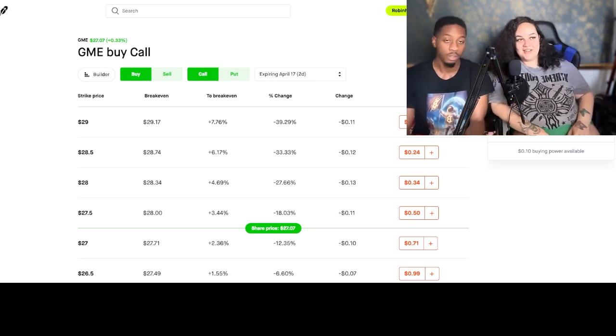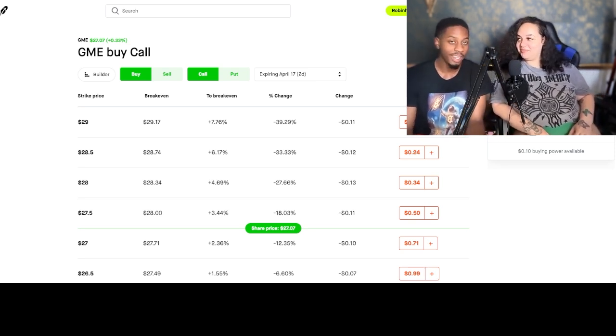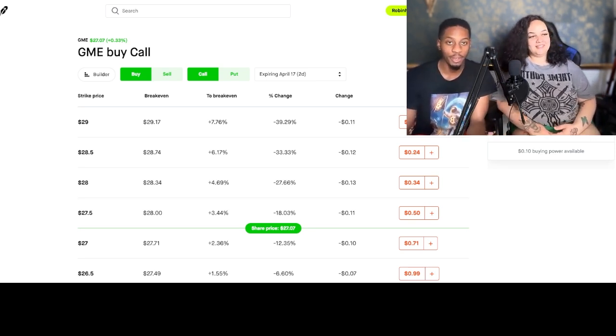So is a call and a put like a bull and a bear? Exactly. A call and a put is like a bull and a bear in the market. The bull is expecting the price to rise, and the bear is expecting the price to fall.